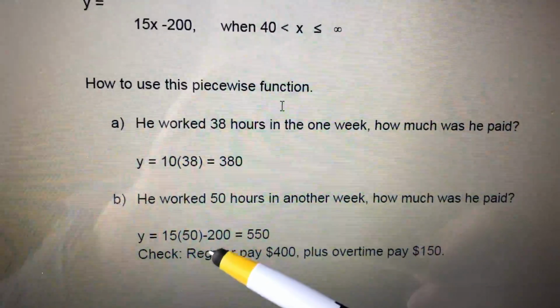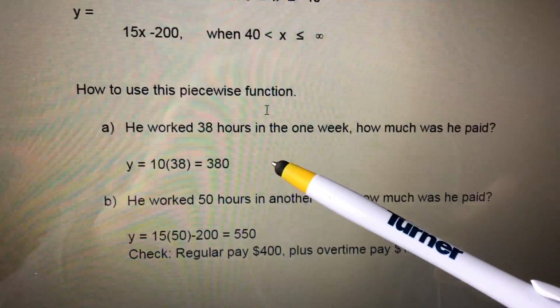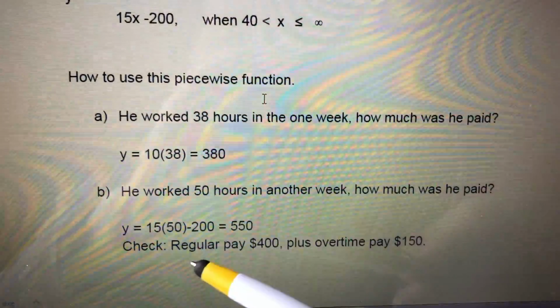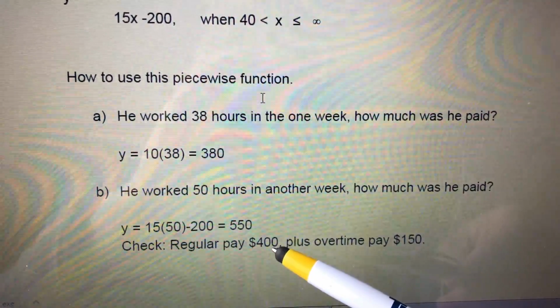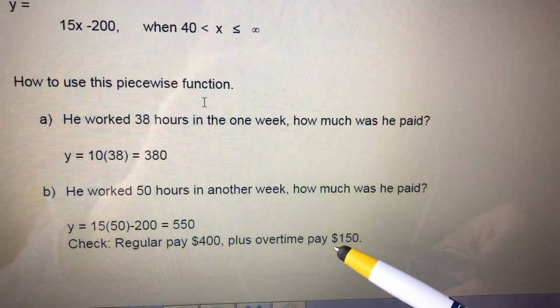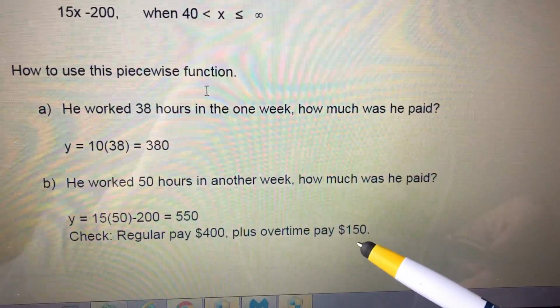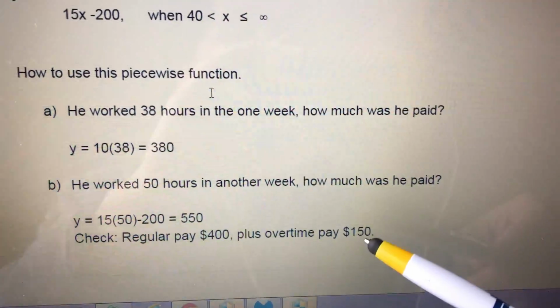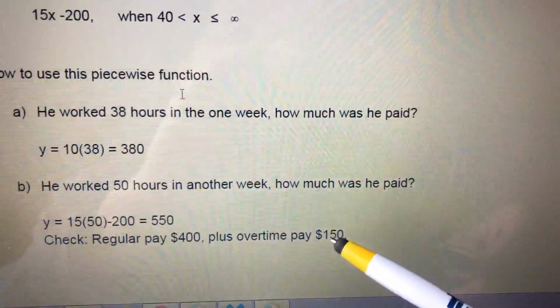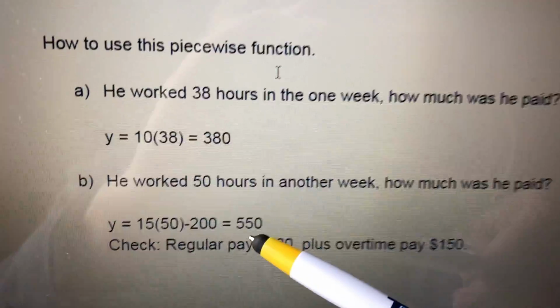Check. So when you do the 40 hours, you get paid 400. The overtime pay is $15 an hour, and you work 10 hours, so it's 150. When you add these two numbers, it is 550.